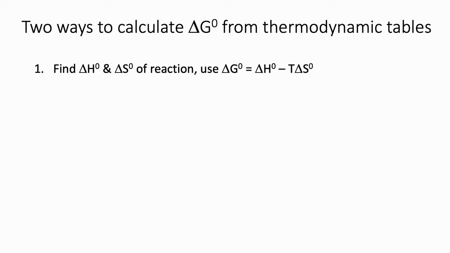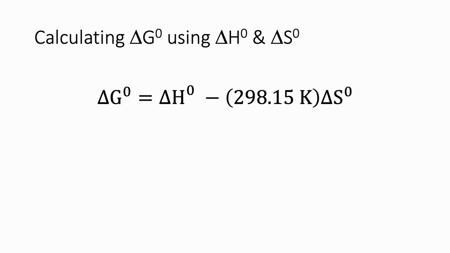The first one is to calculate your enthalpy of reaction and your entropy of reaction, and then use delta G equals delta H minus T delta S to calculate the free energy of that reaction. The second is to use the values in the thermodynamic tables for free energies of formation. So if you have the change in enthalpy and the change in entropy for a reaction, you can use that to calculate the free energy.